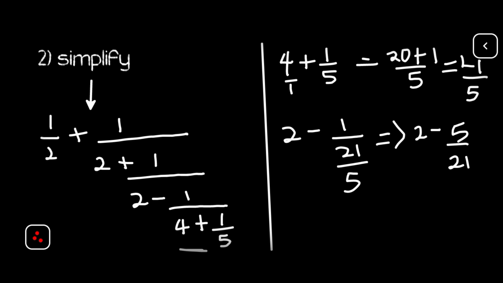Okay, so now we can just find the LCM. So this is the same thing as over 1. So we have 21 here. So 21 into 1 is 21 times 2, that's 42. Minus 21 into 21 is 1 times 5, that's 5. So this is equal to 37 over 21.